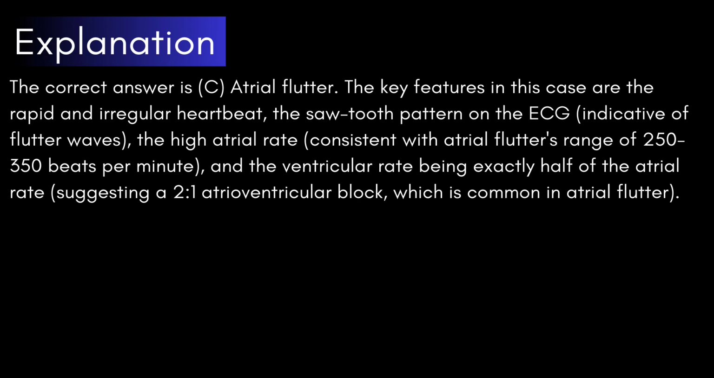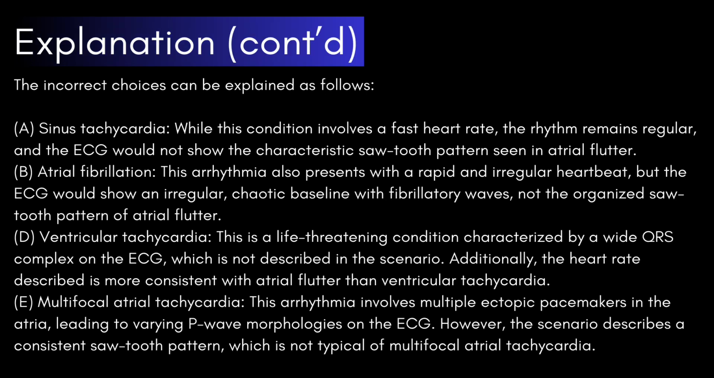All right, let's go ahead and see why the other answer choices are incorrect. The incorrect choices can be explained as follows. A. Sinus tachycardia. While this condition involves a fast heart rate, the rhythm remains regular, and the ECG would not show the characteristic sawtooth pattern seen in atrial flutter. B.